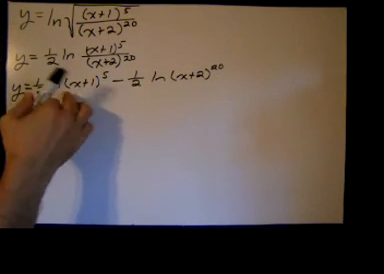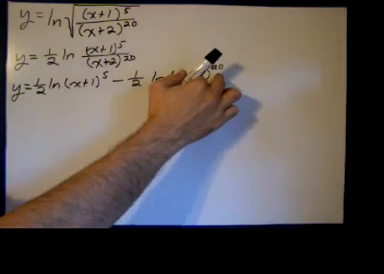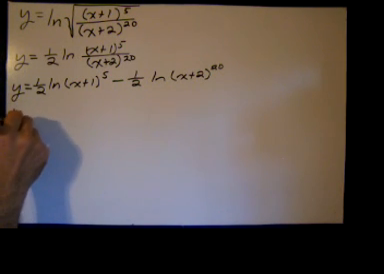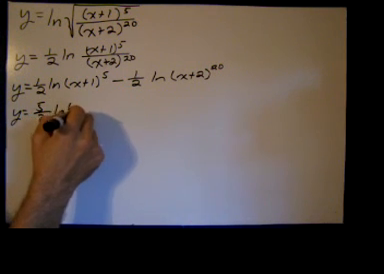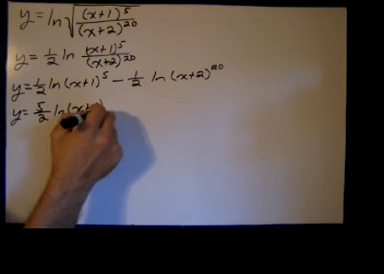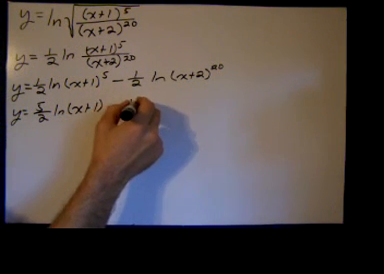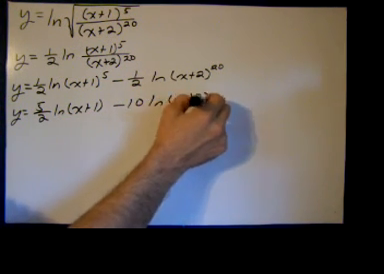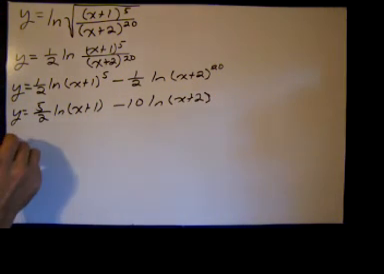Now I can use the same property that I first used in the very first step. I have a 5th power of the argument and a 20th power of the argument, so I can bring them down as a product of the logarithms. So I'll have y equals 5 over 2 natural log of x plus 1. And when I bring the 20 down, 20 divided by 2 is minus 10 natural log of x plus 2. Now the derivative has become much simpler.